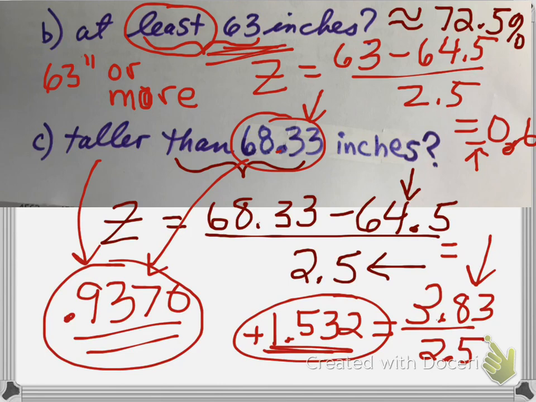So what you need to remember is that if the verbiage in the question has at least, or more, taller than, you're always going to subtract from 1. Okay, so think greater than, taller than, at least, or more. Those phrases, you're always going to subtract the number from the table from 1. So the true answer to this is going to be 100% minus 0.9370, which gives us about, let me just do it with my calculator here real quick.